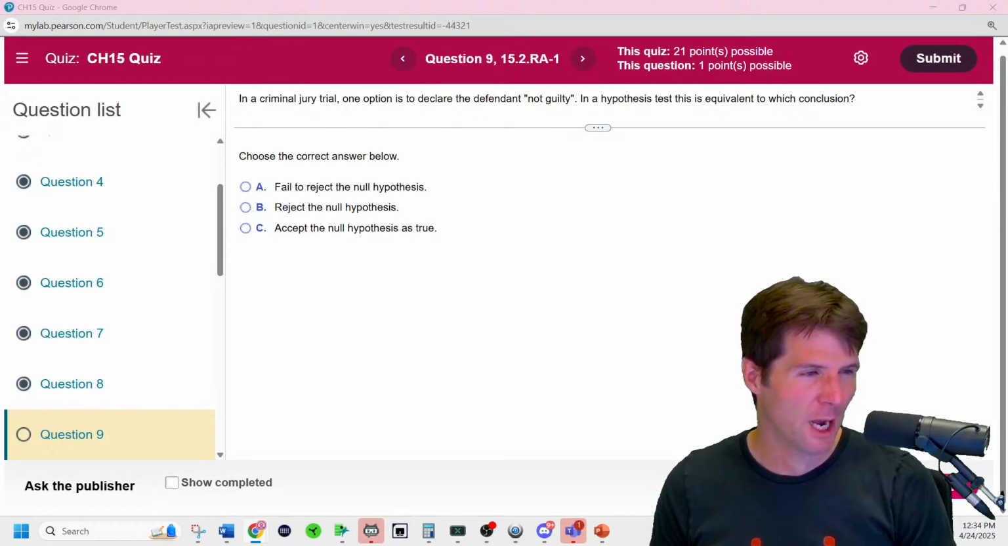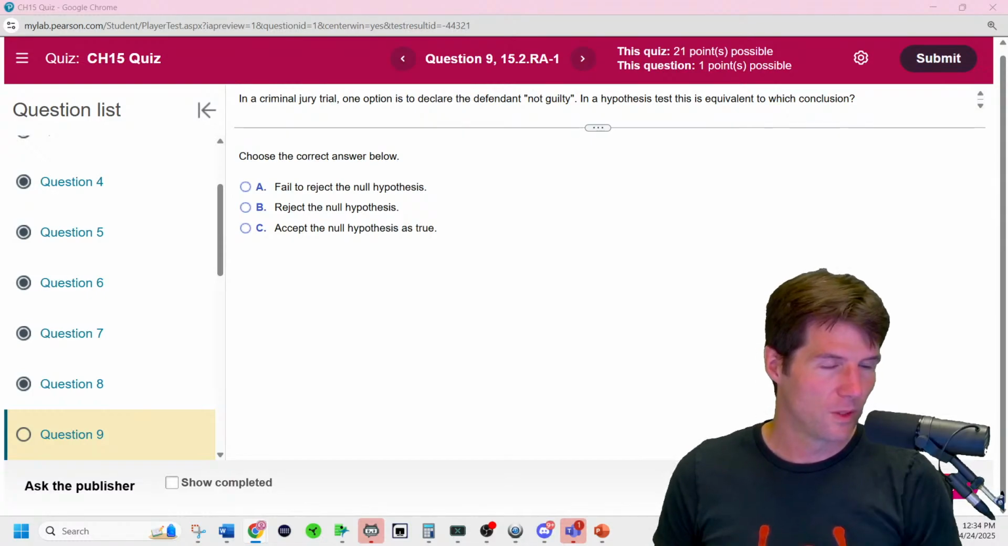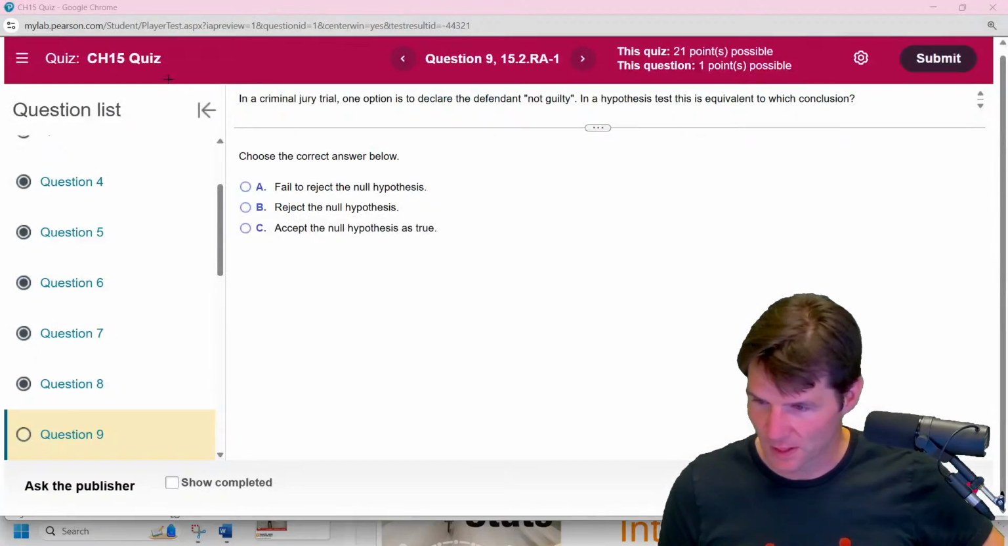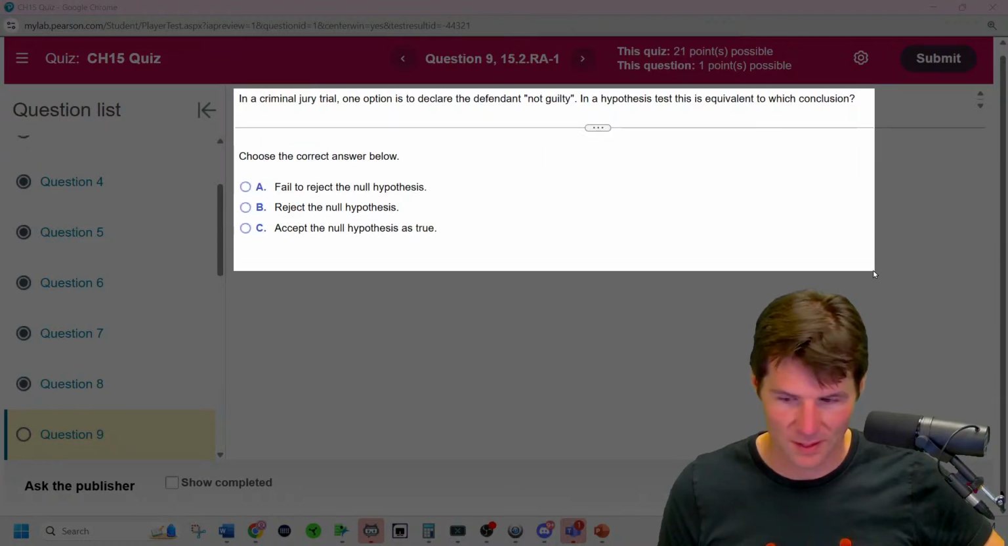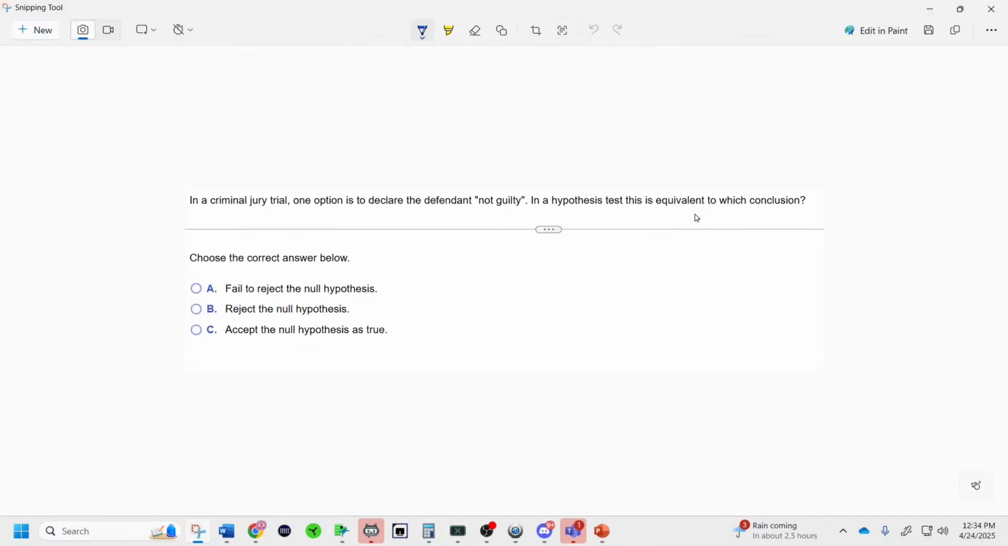Yep, fail to reject. Is there a bad word on this screen right now? We do not say accept the null unless we're saying we do not say accept the null. Then we can say that. In all other instances, we don't say it. So accept, Meatbot's going to get mad. He's going to get big mad in the chat.